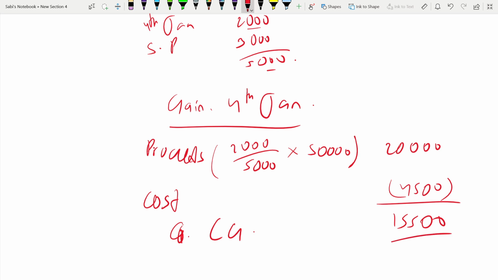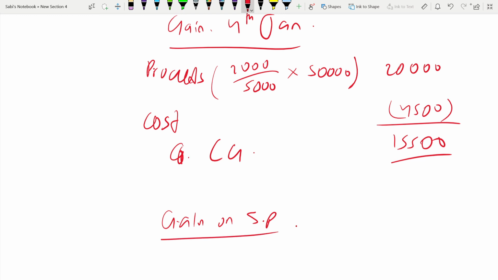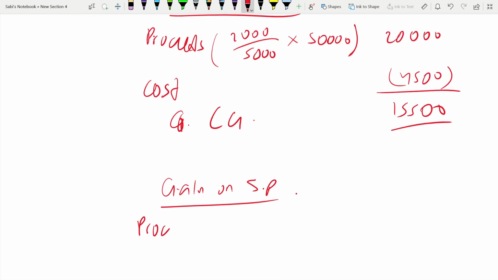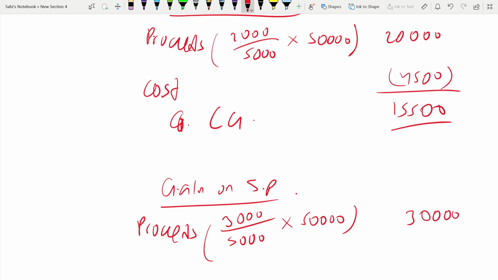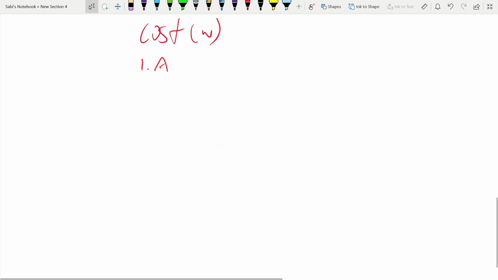Now, gain on share pool. Proceed is 50,000 from the pool, so 30,000. Next, cost. First you take the cost, then you deduct indexation allowance. To calculate a cost, there is a working. You need a working for the cost. You need that share pool. So we'll go to the working down below.